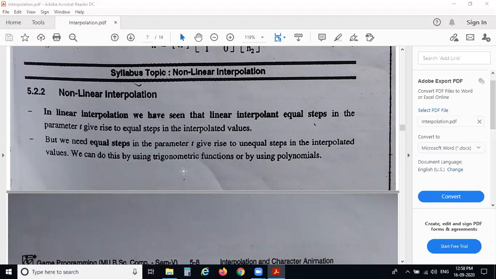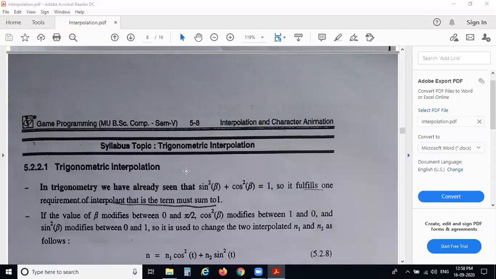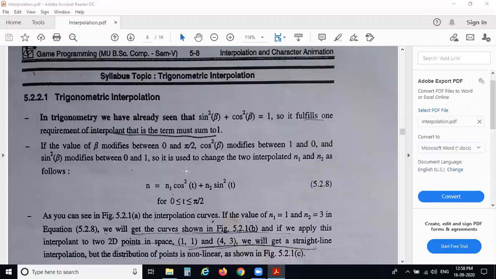For non-linear interpolation we use trigonometric functions or polynomials. Then we study trigonometric interpolation.